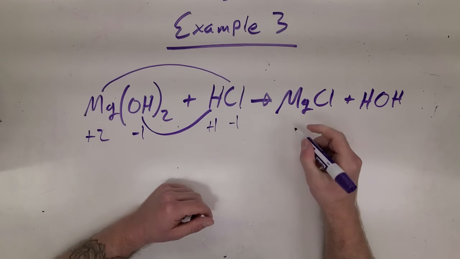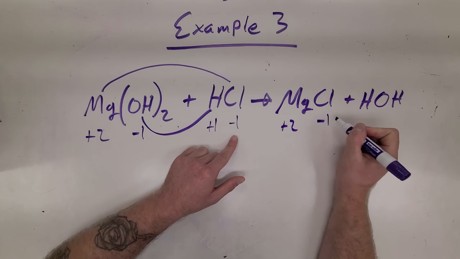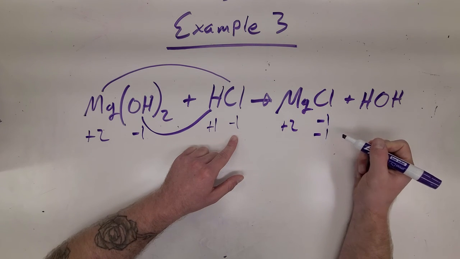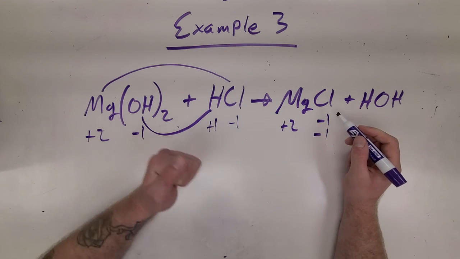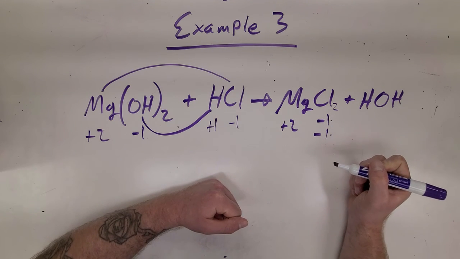We need to take a look at them again. Magnesium has a +2 charge. Chlorine has a -1 charge. We need a little bit more chlorine, so we add another one there that has an overall -2 charge over here, overall +2. We're good. So we'll put a 2 because we have 2 chlorines here.